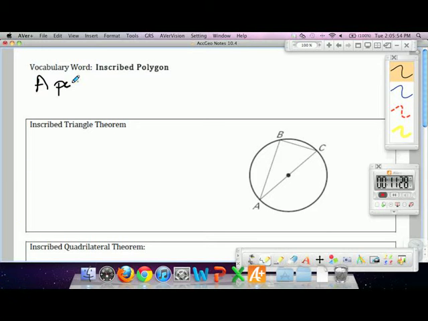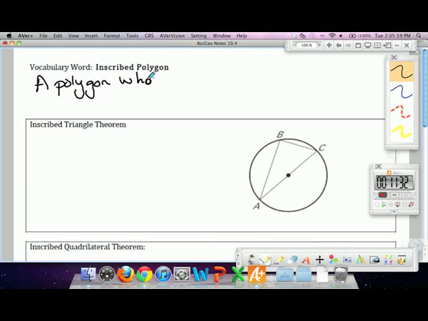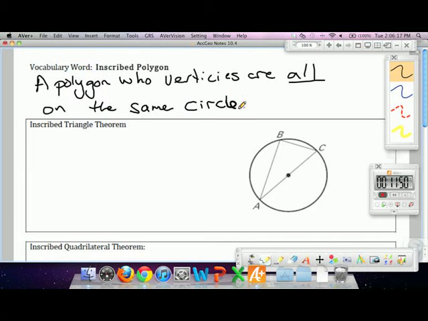So an inscribed polygon in general is a polygon whose vertices are all on the same circle. If a polygon is inscribed, that means that all the vertices of the polygon lie on the same circle. We're going to look at two in particular, a triangle and a quadrilateral, and what that causes.